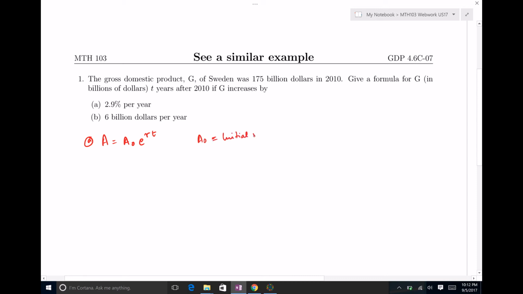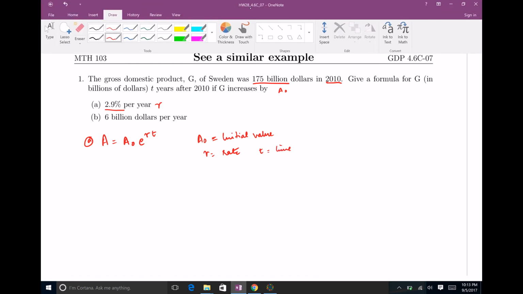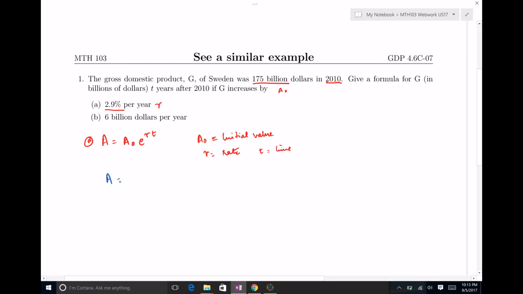So in this case, my A sub 0 will be $175 billion, since that's the initial, quote-unquote, value here in 2010. And r is the rate at which it increases, so 2.9% is my r, and t is the time. So my answer to part A, to sub in for A equals A sub 0 e to the r times t, will be A equals A sub 0 is 175. Well, we'll assume that the answer is in billions.